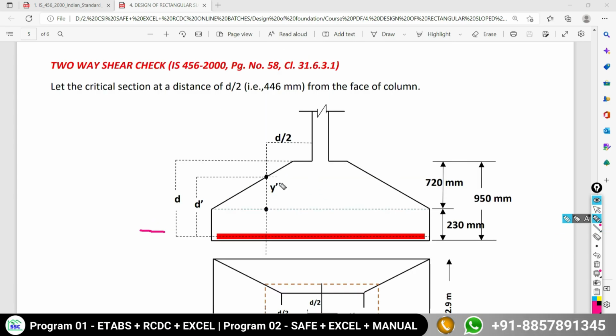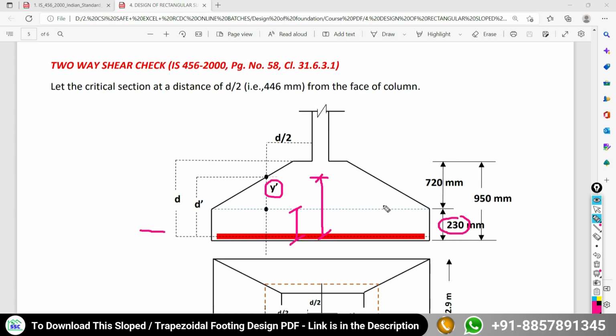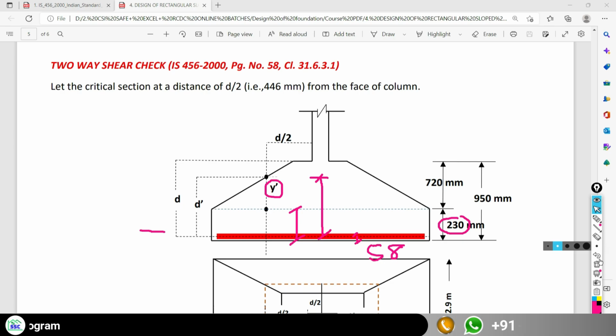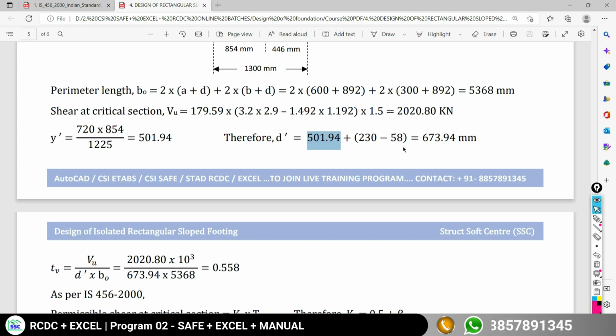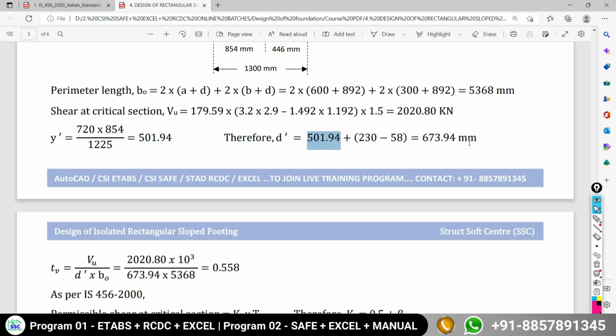Now you have to add this y dash value to this 230. But actually I want to calculate the effective depth, and my effective depth will be up to the center only. So adding this 230 totally would be wrong. You have to subtract the effective cover of 58. That is what I did in my calculation. Let me show you. Total: y dash is 501 plus 230 minus 58. We get the effective depth at the proposed section of the two-way shear as 673.94 mm.